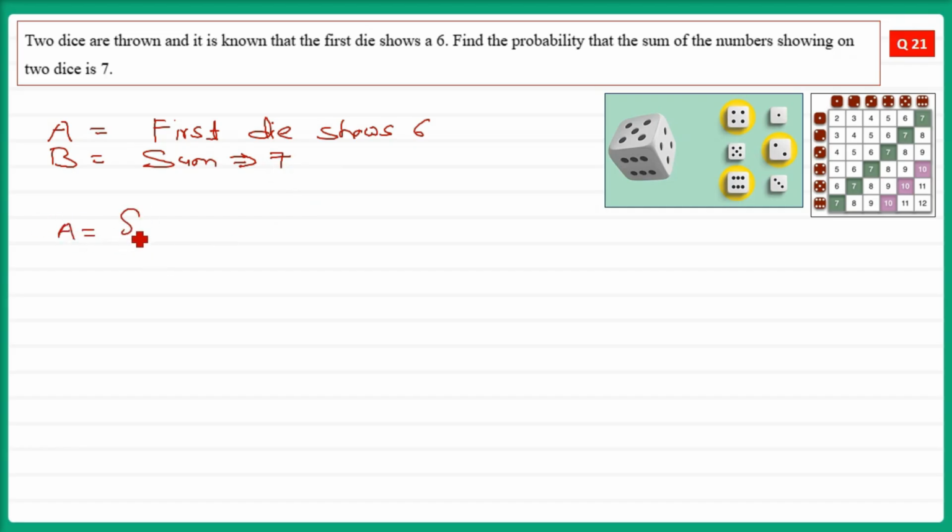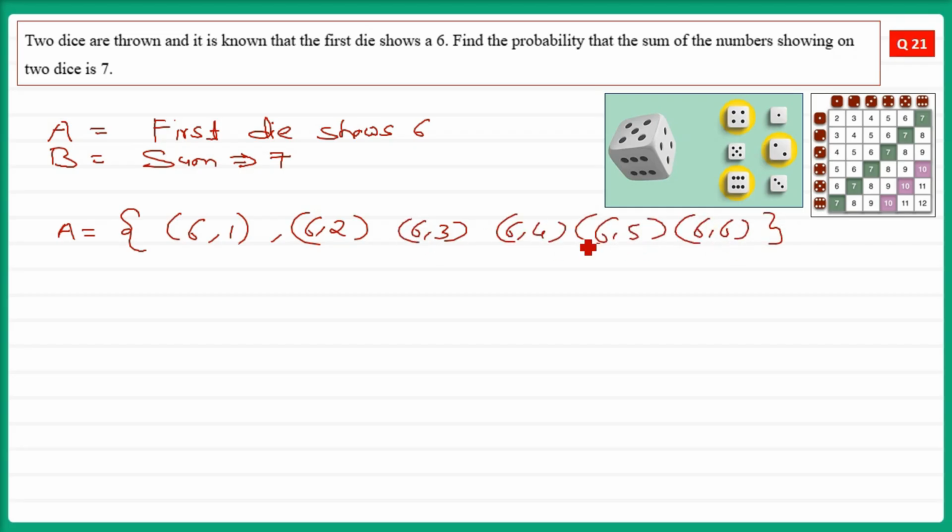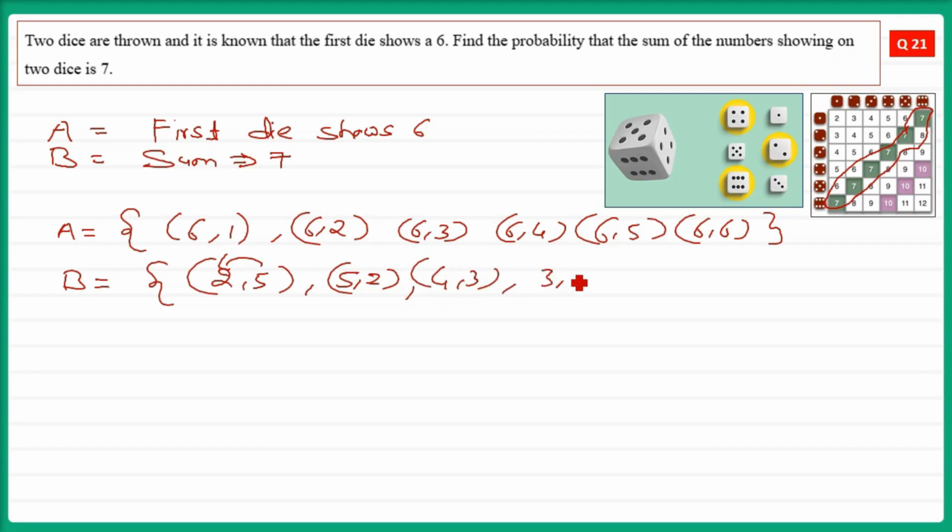So this A event will be like this. We are fixing this 6 as the first outcome. So 6,1; 6,2; 6,3; 6,4; 6,5 and 6,6 can come. So this is the A set. Now coming to the set B, the sum should be 7. So in this whole grid which you see here, just take the row and column die numbers, they will give you 7. Only in a set you have to be careful that the same entry is not allowed multiple times. So 2,5 and 5,2 both are 7. Similarly 4,3 and 3,4, if you add them, they will also give you 7. Then 1,6 and 6,1. Again, add them, you will get a 7.